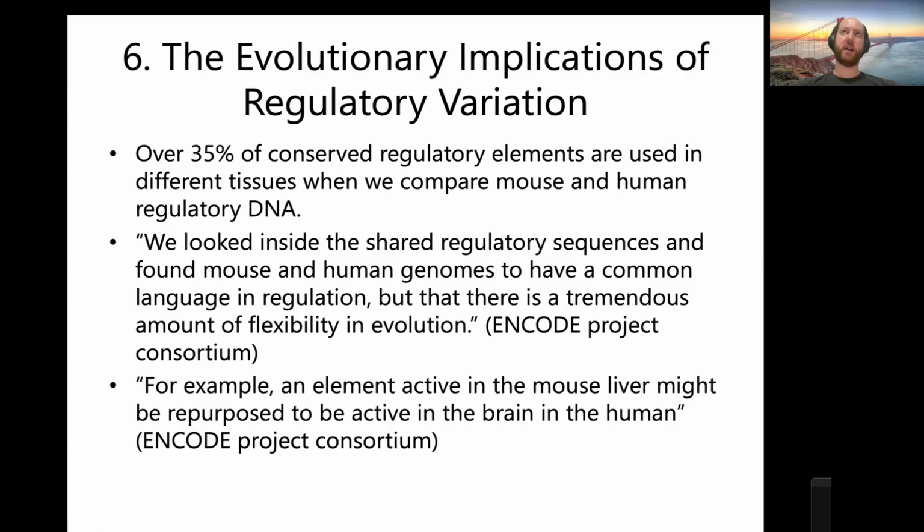That means that essentially a regulatory element or an intergenic switch that is used in the mouse in one tissue, for example in mouse liver, turns out to be repurposed in the human and used in a completely different cell type in the brain. It still has a similar function in terms of its immediate chemistry, but a very different function in terms of its implications for the particular organism in which it's found.